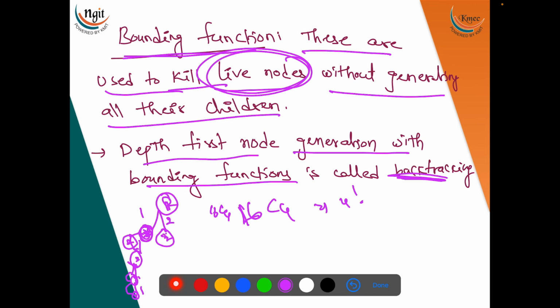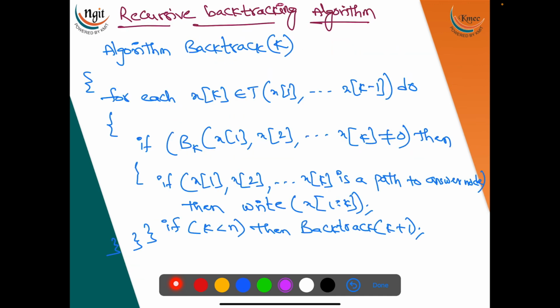We have the other approach, branch and bound. That also uses the state space tree. That also uses the bounding function, but that will not use depth first, it will use breadth first. That's it. So applying the bounding function is the same in backtracking and branch and bound, killing the nodes is also the same, and drawing the state space tree is also the same. What is the difference? The difference is that backtracking uses depth first search, and branch and bound uses breadth first. Now let's see the generalized recursive approach to backtracking.